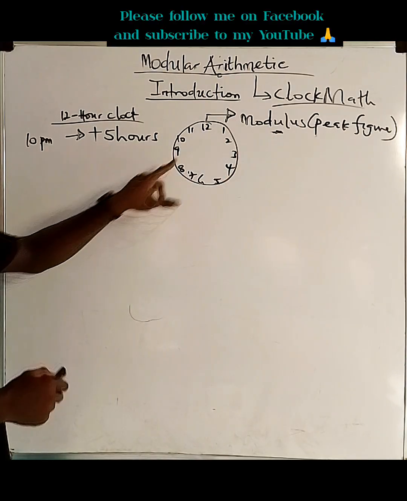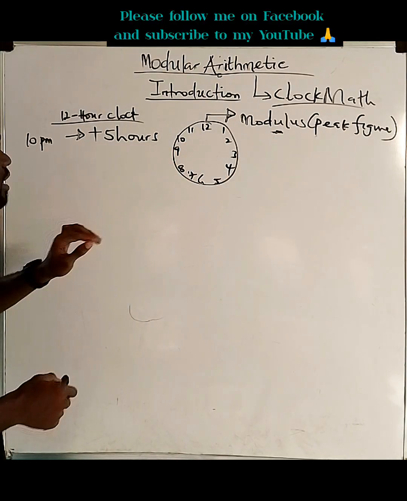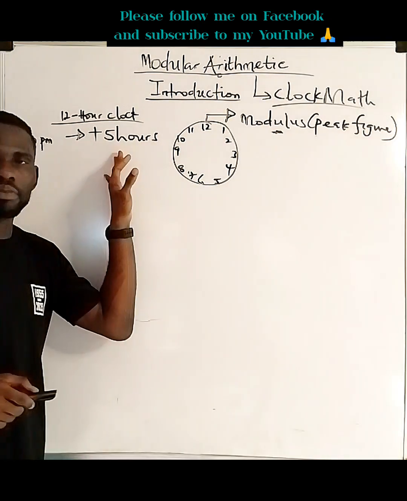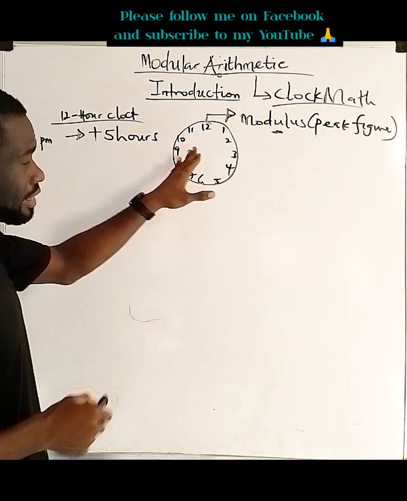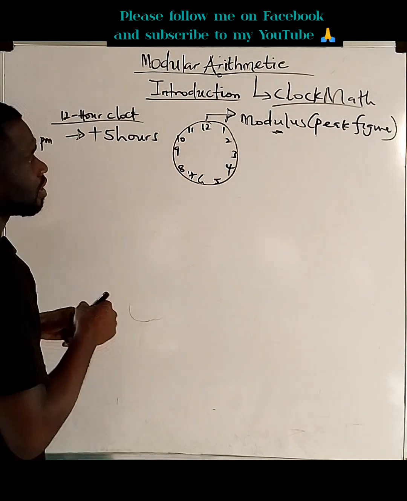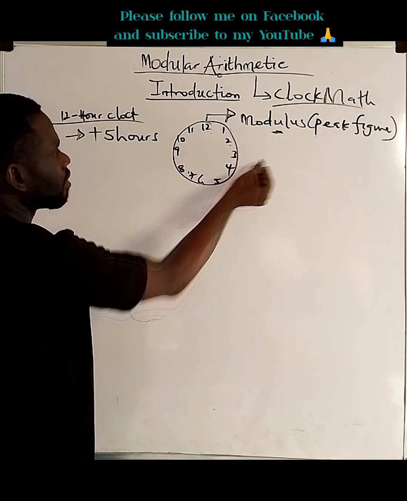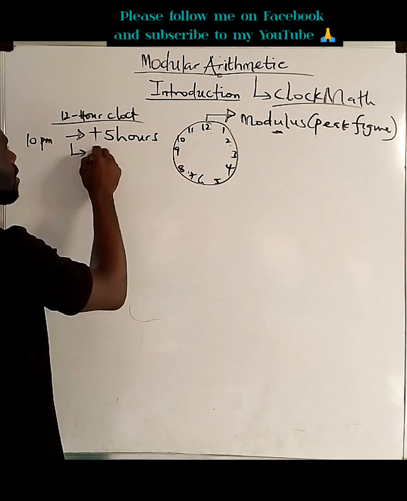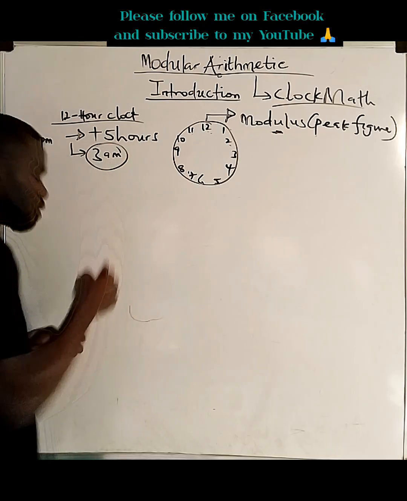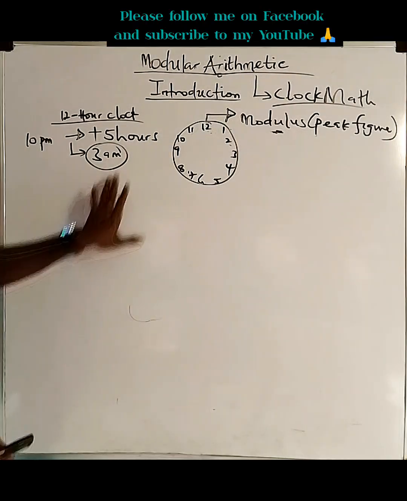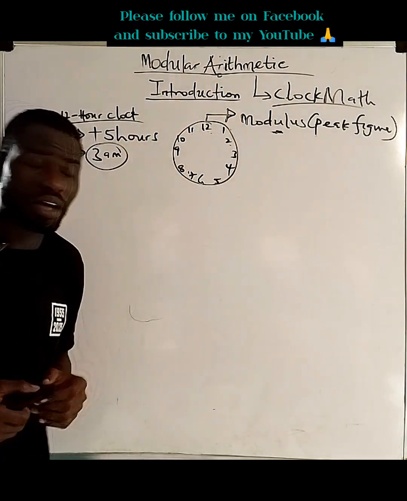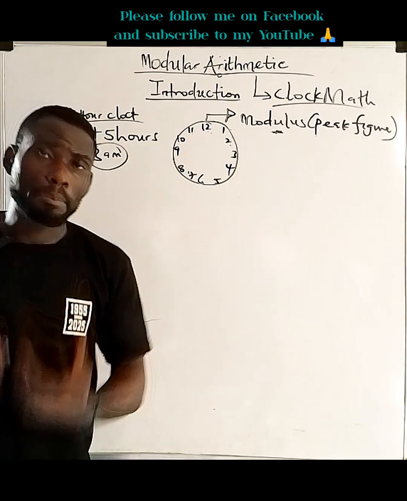So for example, if the time is 10 p.m., or 10 in the evening, what time is it going to be 5 hours later? If it's 10 o'clock, 5 hours later, that will be 11, 12, that's 1, 2, 3, 4, 5. 5 hours later would be 3 a.m., that is 3 o'clock in the morning. So this is what modular arithmetic is all about. It's clock mathematics.